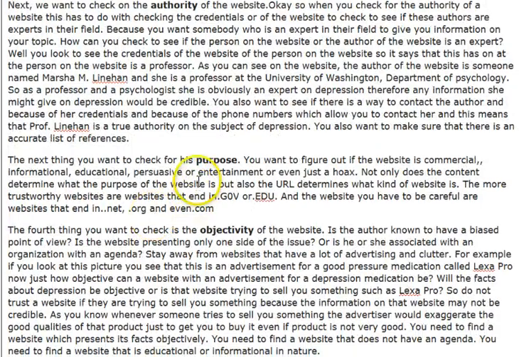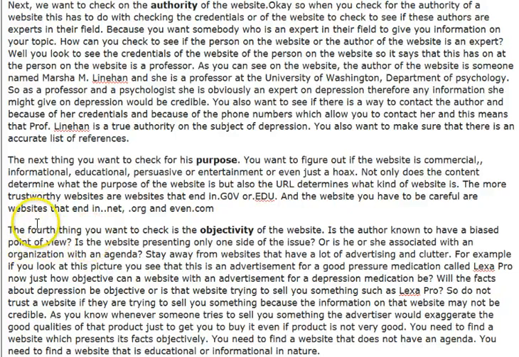Third thing you need to look for is purpose. You want to figure out if the website is commercial, informational, educational, persuasive, or entertainment, or even just a hoax. Not only does the content determine what the purpose of the website is, but also the URL determines what kind of website it is. The more trustworthy websites are websites that end in gov or edu. And the websites you have to be careful with are websites that end in net, org, and even com.